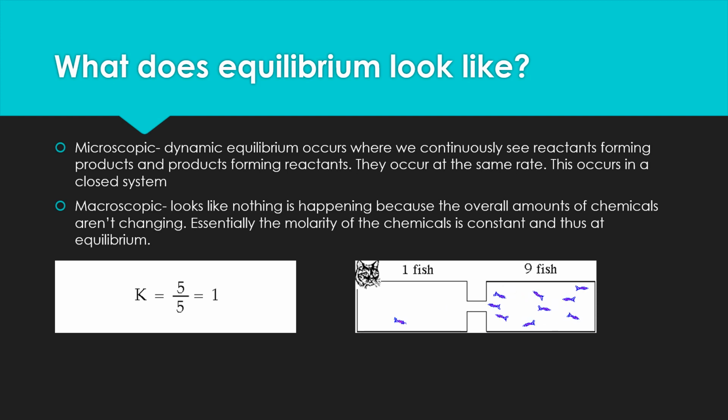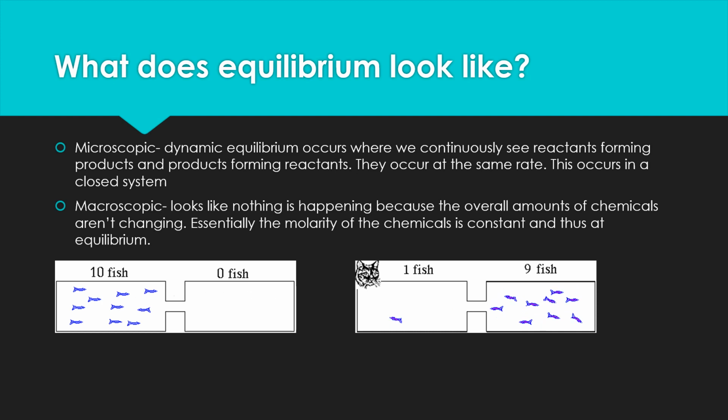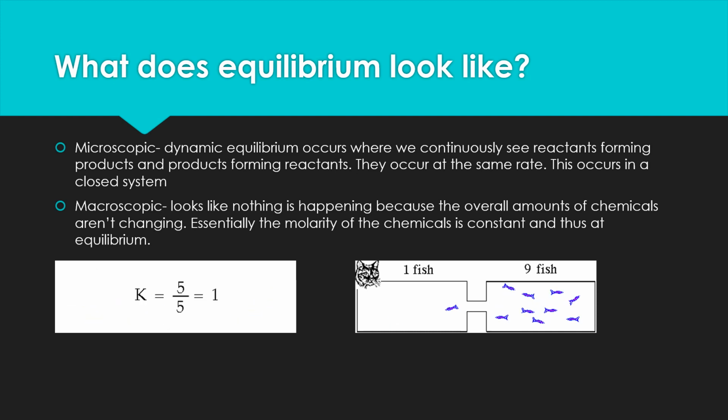Both of these, the one on the left where there's 5 on each side and the one on the right where there's 1 and 9, are both at equilibrium. They reach a point where the amount of fish is not changing on each side. They don't have to be equal amounts though.